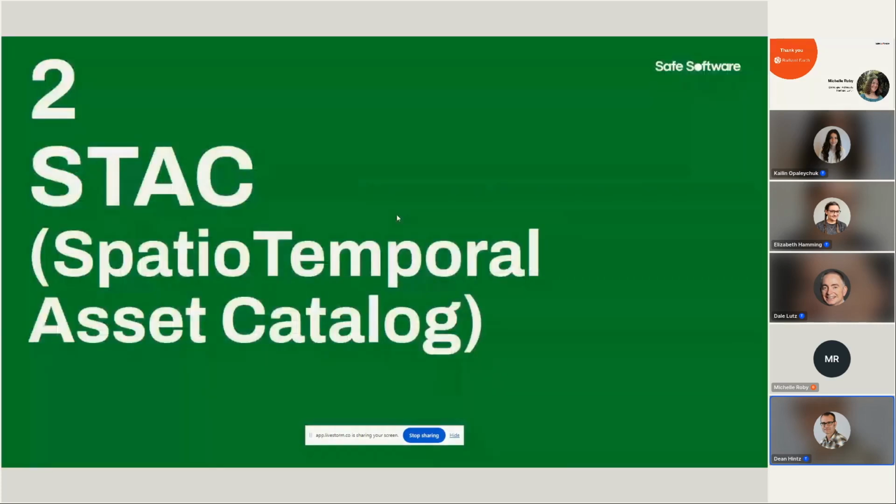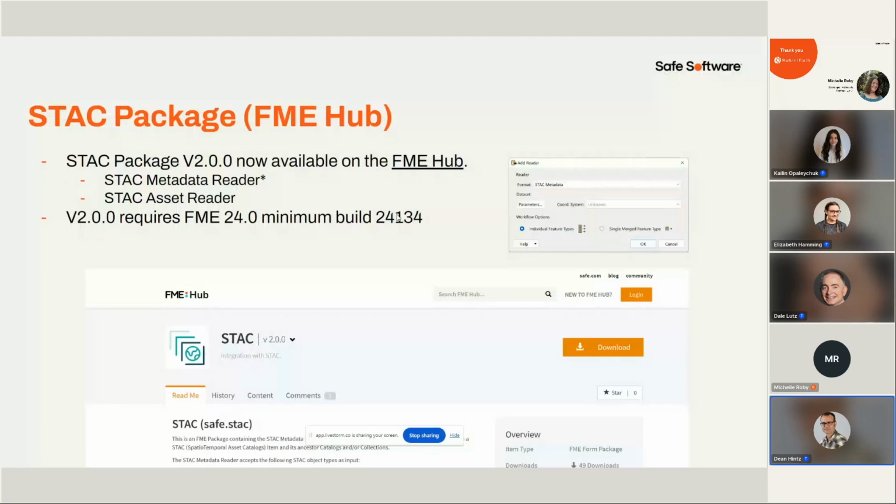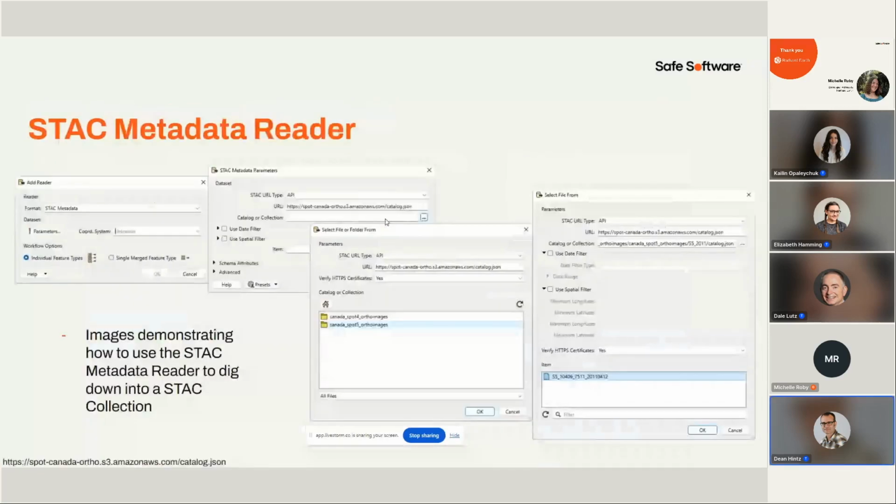So just keep track of the time here. I'll just mention a few words about STAC. We've got both the metadata reader and the asset reader. The metadata reader allows you to read about the data, so you don't actually have to retrieve all the data. You could use those readers in series. So first check the metadata, figure out what you actually need, and then go grab the assets. We've got these demos which we'll make available, and we'll also get into more depth in our next webinar.